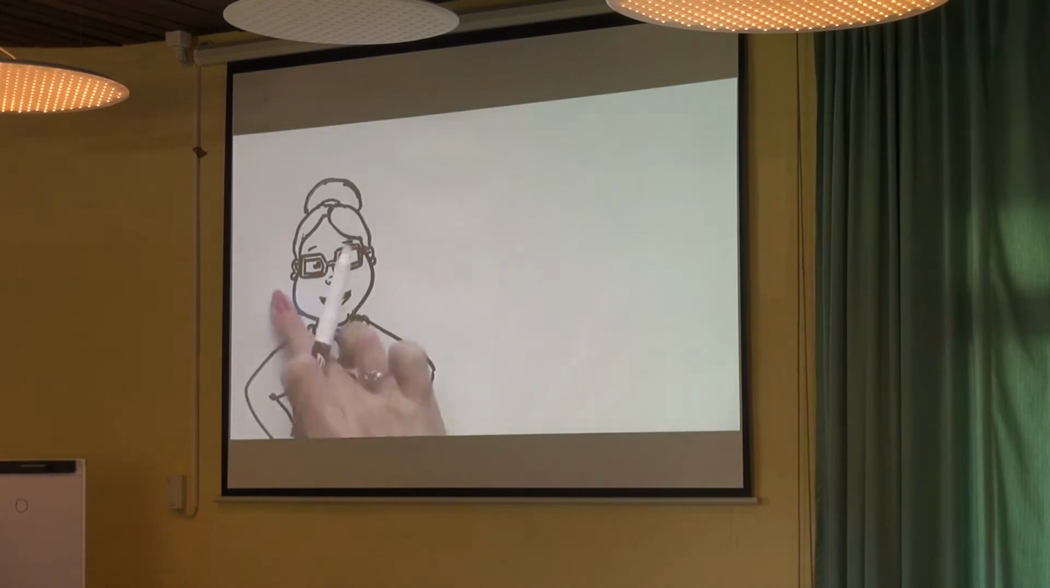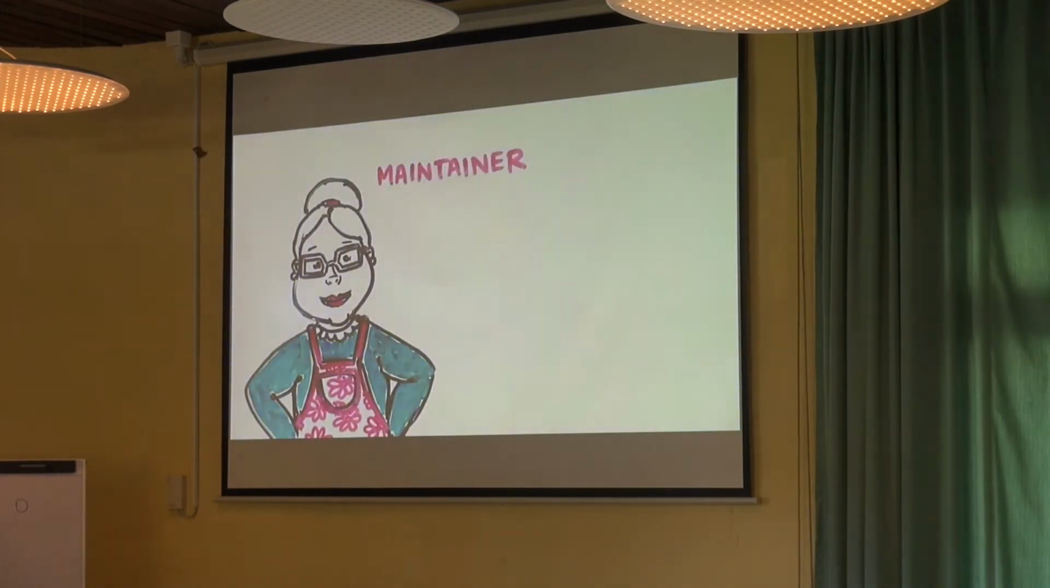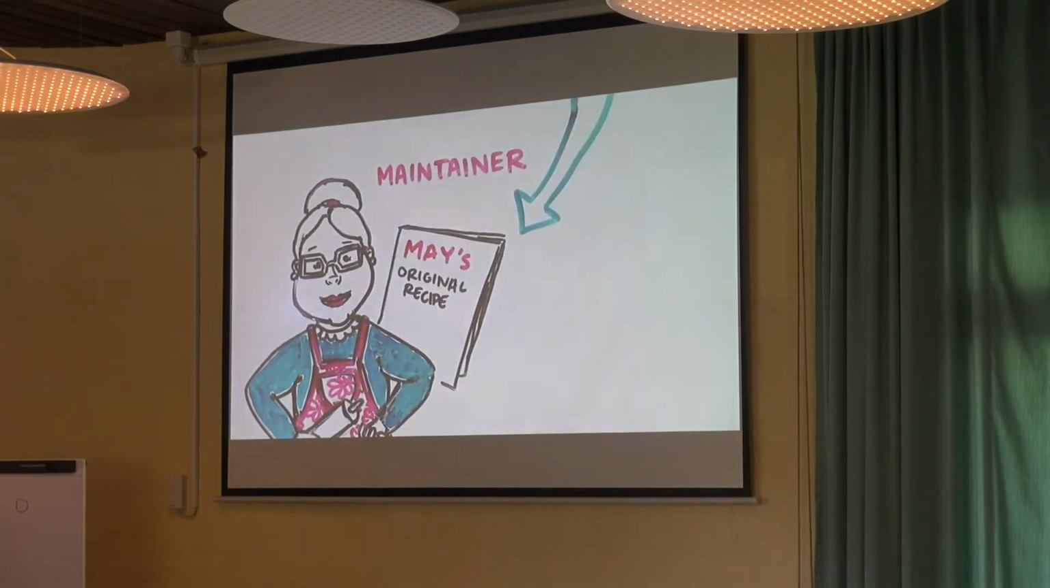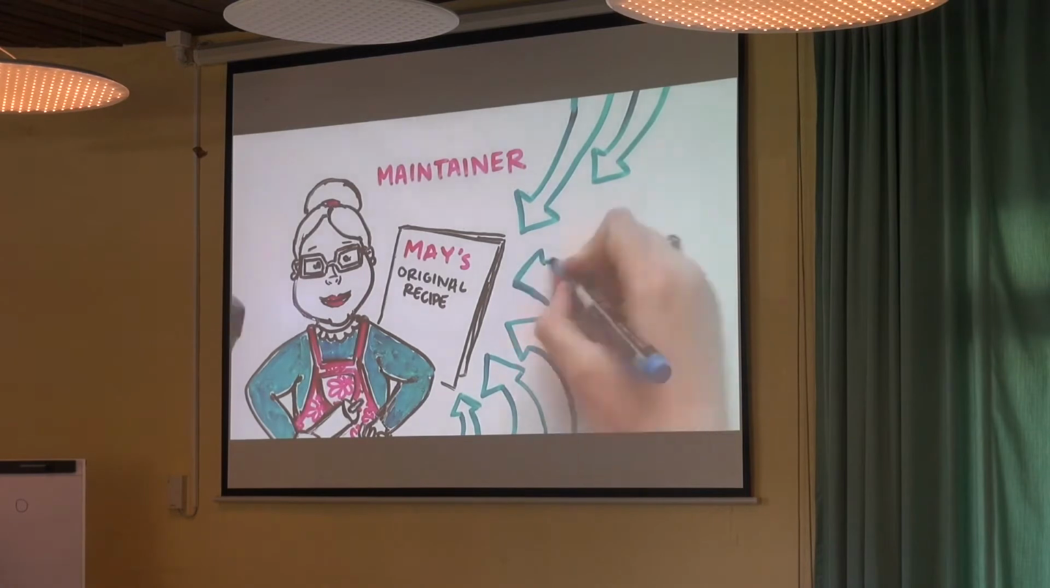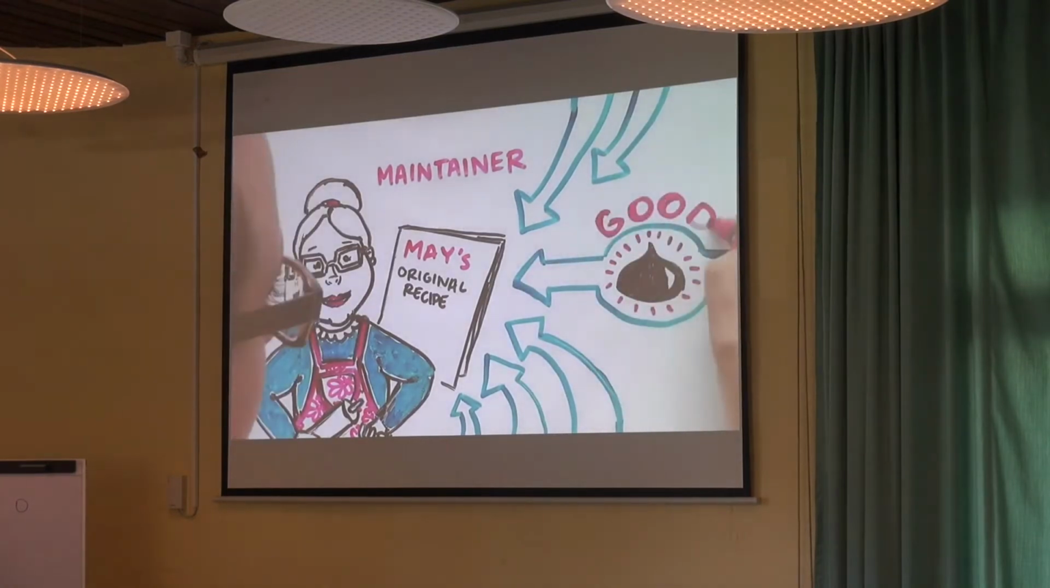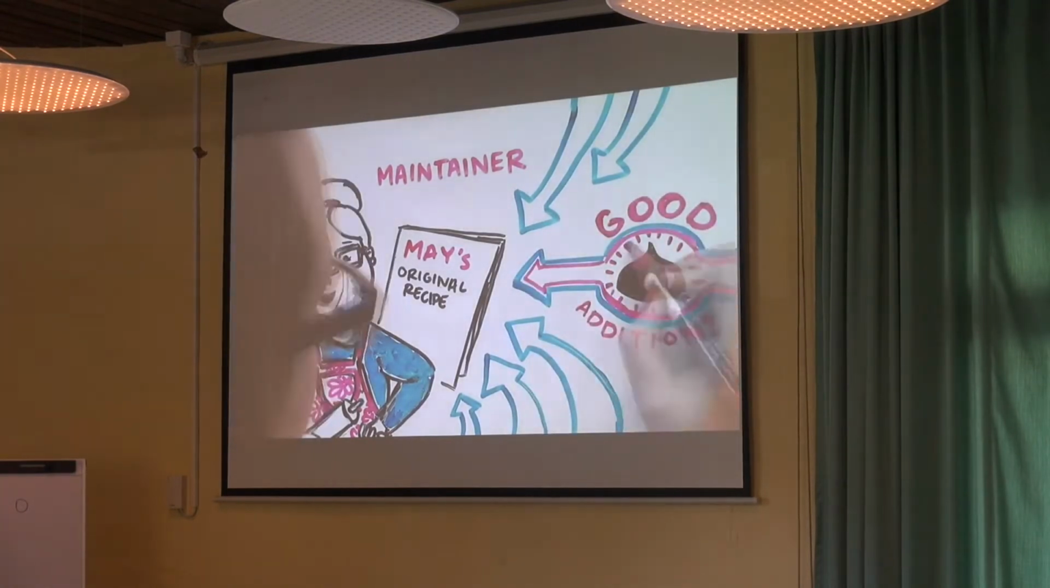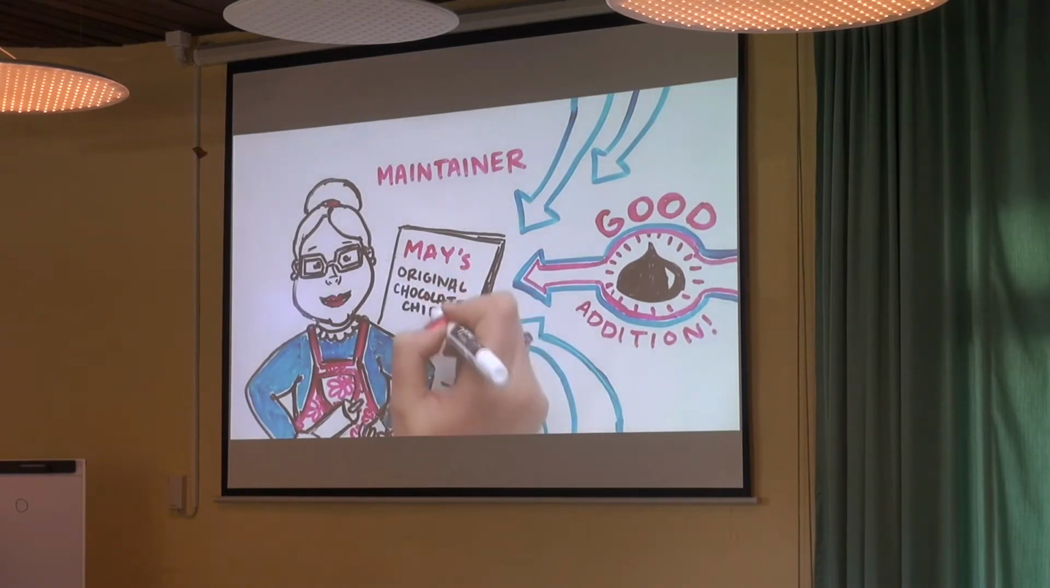At this point, Grandma May needs to begin acting as a maintainer, looking after the integrity of the original recipe and deciding which changes she will incorporate. In this case, Grandma May agreed that the chocolate chips were a good addition, and so from then on, Grandma May's recipe included chocolate chips.